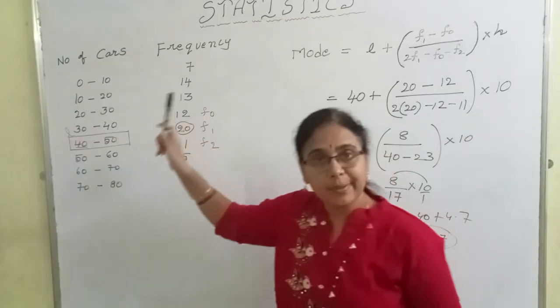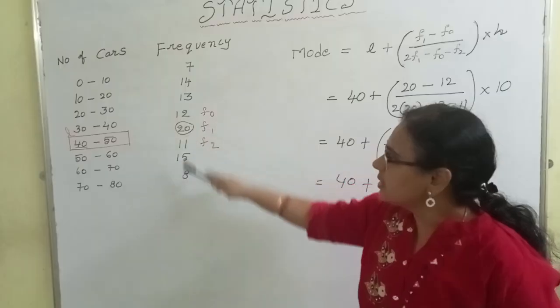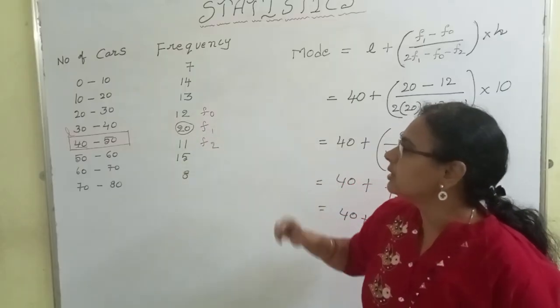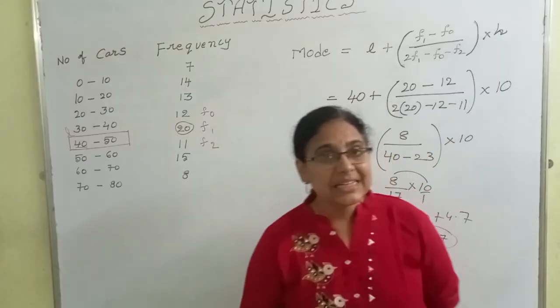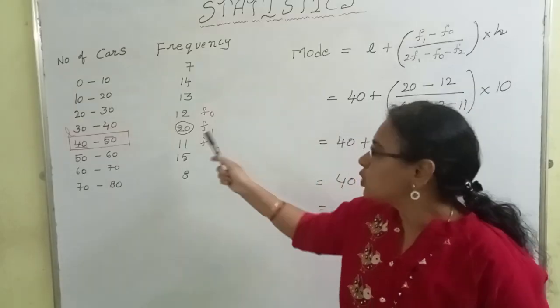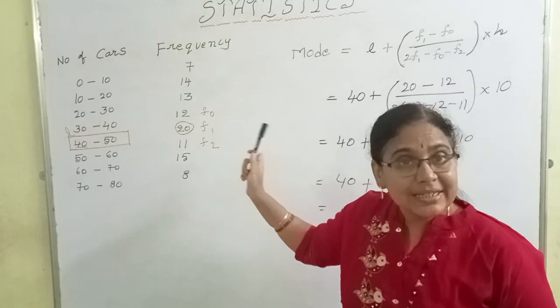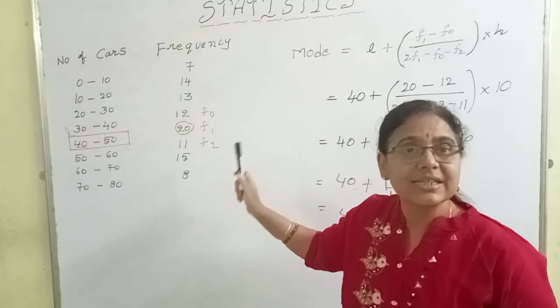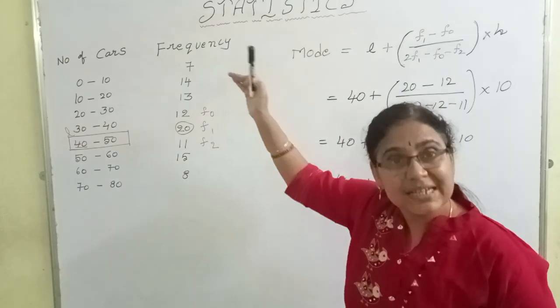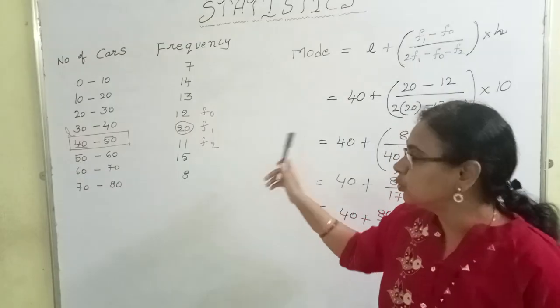See here, the number of cars and frequency he has given. In these numbers 7, 14, 13, 12, 20, 11, 15 and 8, what is the greatest number? 20. That one you have to take as F1. The greatest number we need to take as F1. The preceding number is F0. The succeeding number is F2.